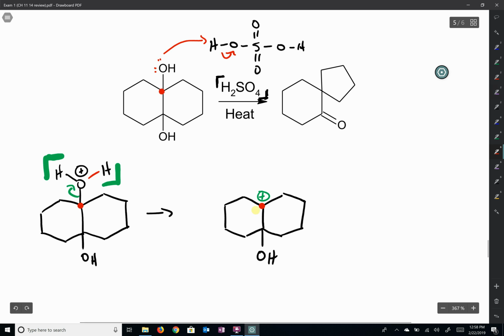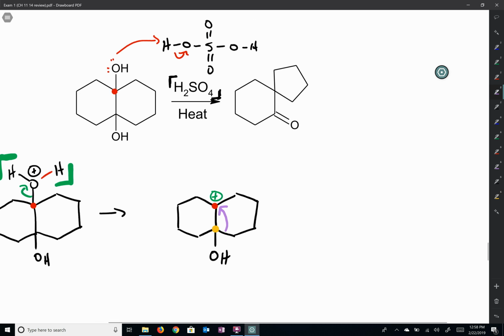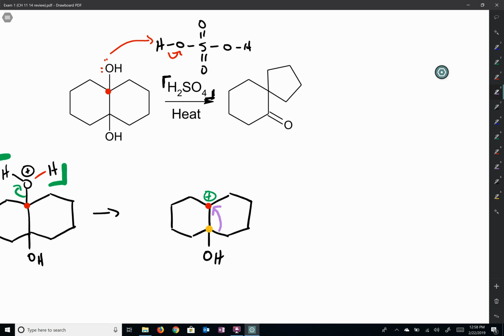But if we look next door, there we see a carbon that's attached to an oxygen. Right now, that's a saturated carbon. We can't put any more bonds to it. But if we move one of the bonds, we can shift our positive charge. So what I'm going to do is take this bond here and send it over there. Let's see what happens here.